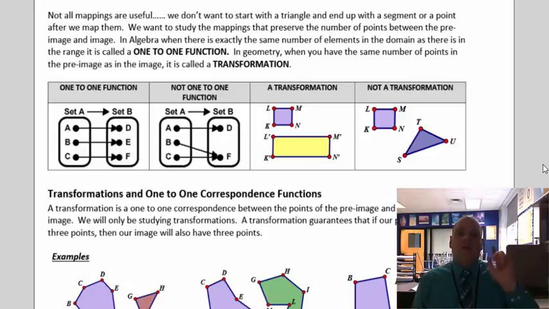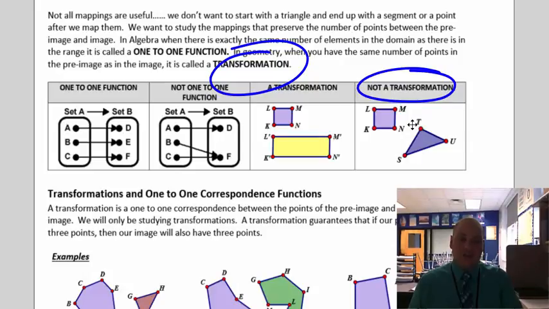All right? So an example here, this would be what's called a transformation. Why? Because we have 4 points and we still have 4 points. This would not be a transformation. Even though it may be a mapping, it's not a transformation. So this is a mapping, but it's not a transformation. Because 4 points are now going to 3. So that is not a transformation here.